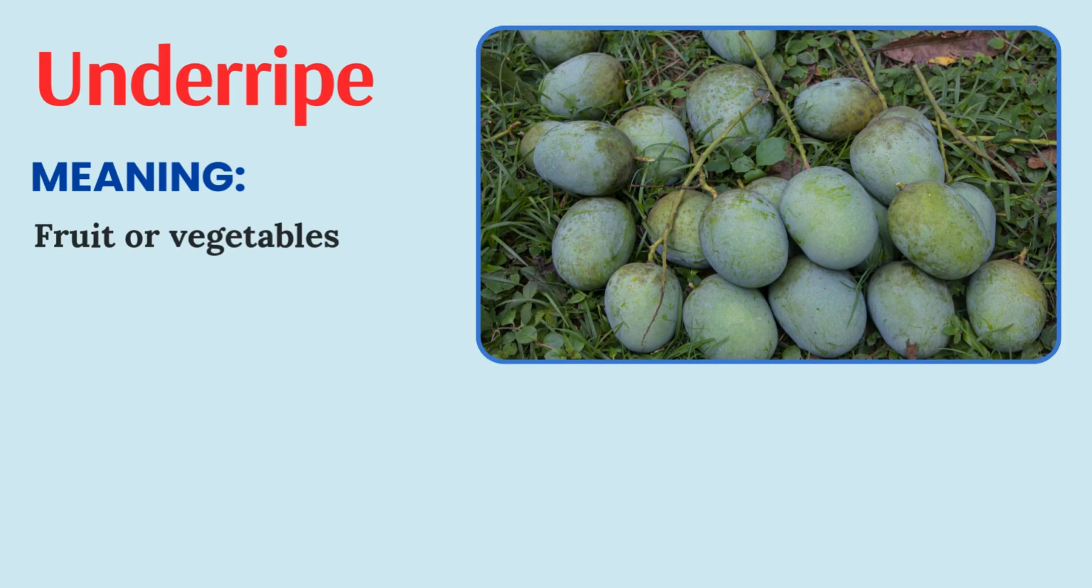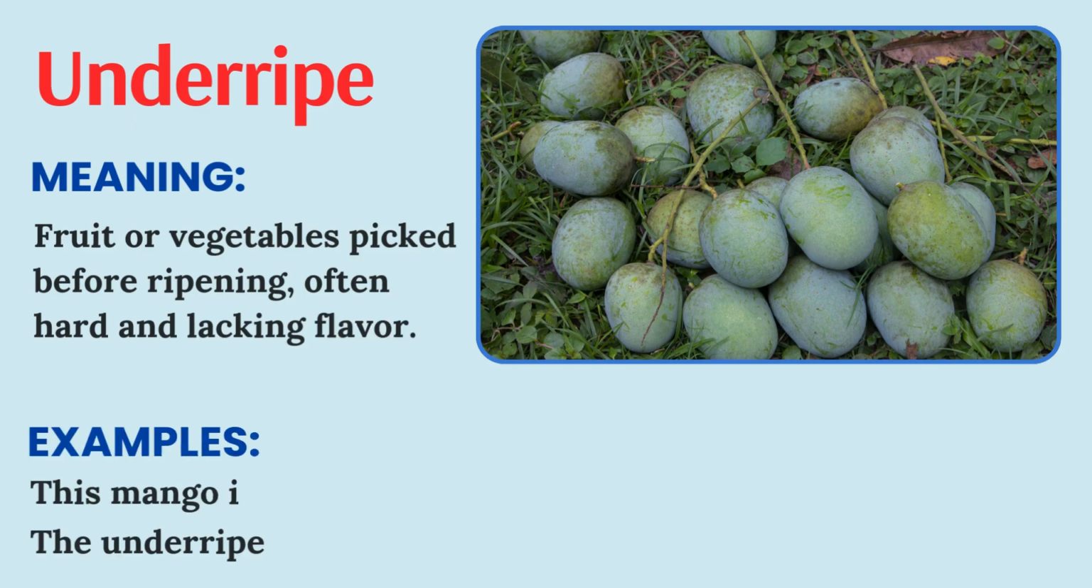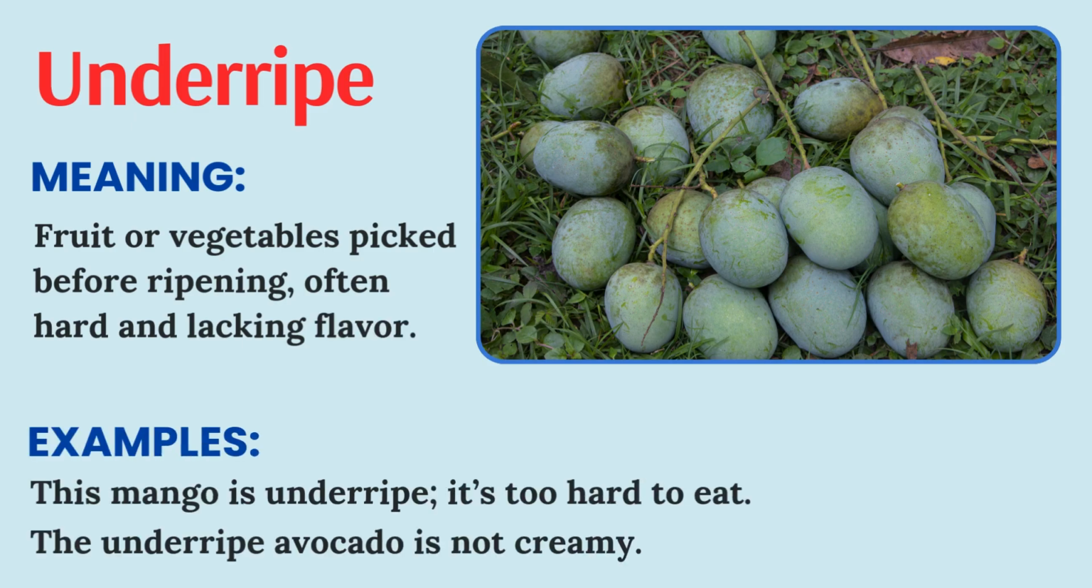Underripe. Fruit or vegetables picked before ripening, often hard and lacking flavor. This mango is underripe, it's too hard to eat. The underripe avocado is not creamy.